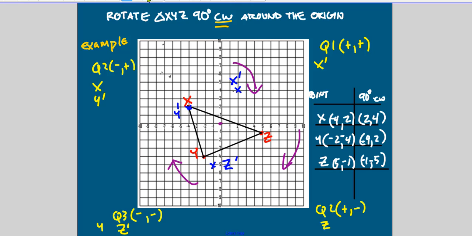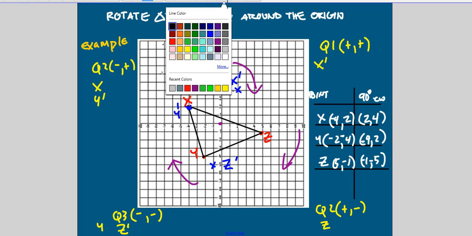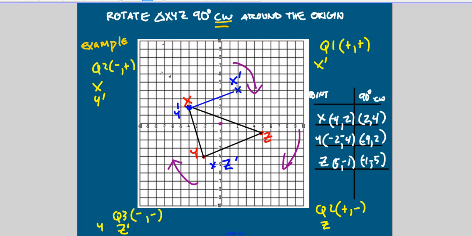Now I take my ruler or straight edge, whatever, and let's get a line we can actually see. So we connect our points. And this is rotating my figure, my original triangle, which we call the pre-image, to this image here, which is the blue triangle. So that is a 90-degree rotation about the origin.